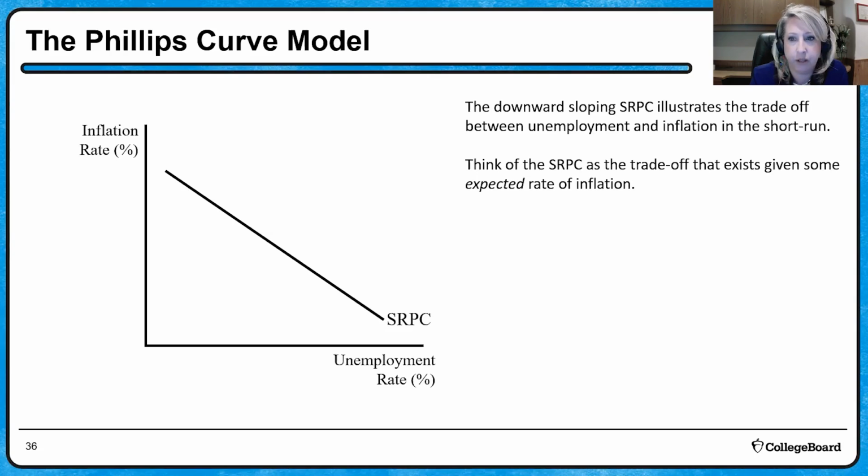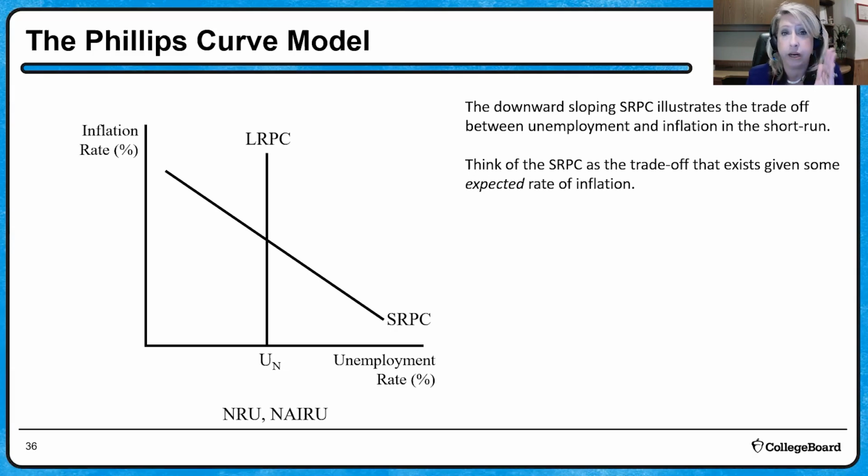So think about the short run Phillips curve as being the trade-off that exists at some expected rate of inflation. Depending on the context of the problem, I sometimes label my SRPC with the expected inflation rate, and that helps me use the model. The long run Phillips curve is a vertical line at the natural rate of unemployment. So you can use the symbol UN to indicate natural rate of unemployment. You could also use NRU, and in some models, it's NIRU, or the non-accelerating inflation rate of unemployment. Regardless of how you label it, what you want to indicate is that the natural rate of unemployment is where the long run Phillips curve lies, and it's a vertical.